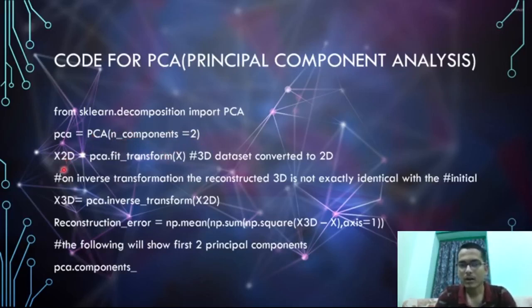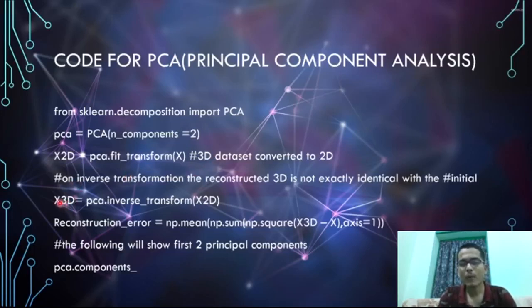So X2D is equal to PCA dot fit transform X. So you need to fit our model to the 3D dataset, right, and get a 2D dataset. So what we are doing, basically, is converting our 3D dataset to 2D in this way. So we are done within the first 3 lines only. It's as simple as that.